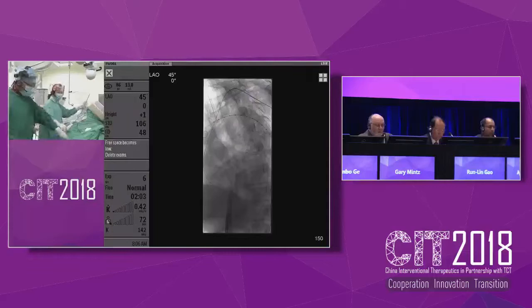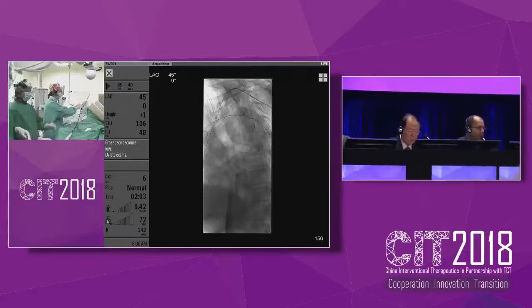And the device has a marker on it that allows you to turn it, so you can be in the appropriate orientation. Yeah, flush it, please.